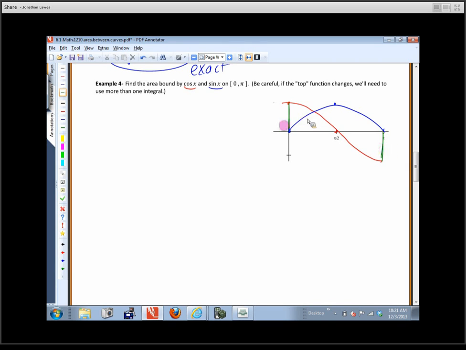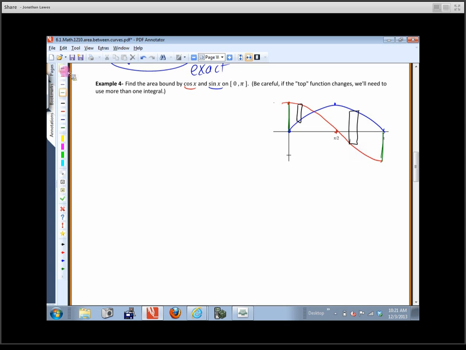Now, we've got to be a little bit careful because notice that a rectangular slice right here has a top that's cosine of x and a bottom that's sine of x. Can I slide that same rectangular slice through the whole thing, and does it represent the entire interval? It doesn't, because on this part of it, the top is sine and the bottom is cosine. Okay? Split this up into two integrals.